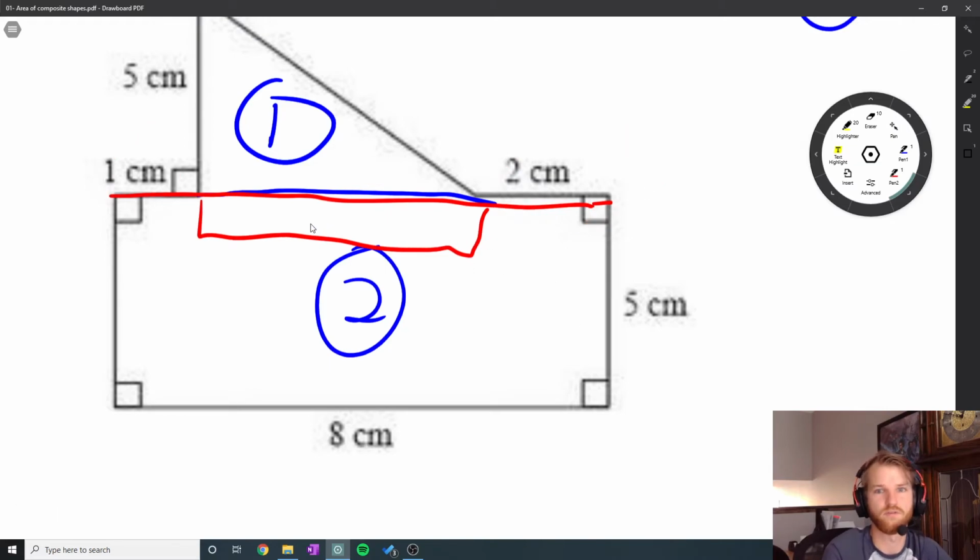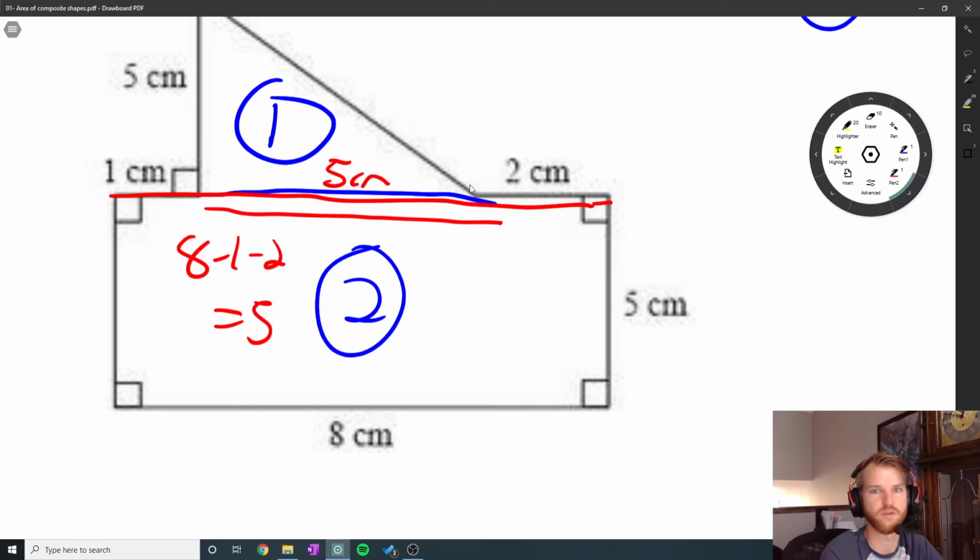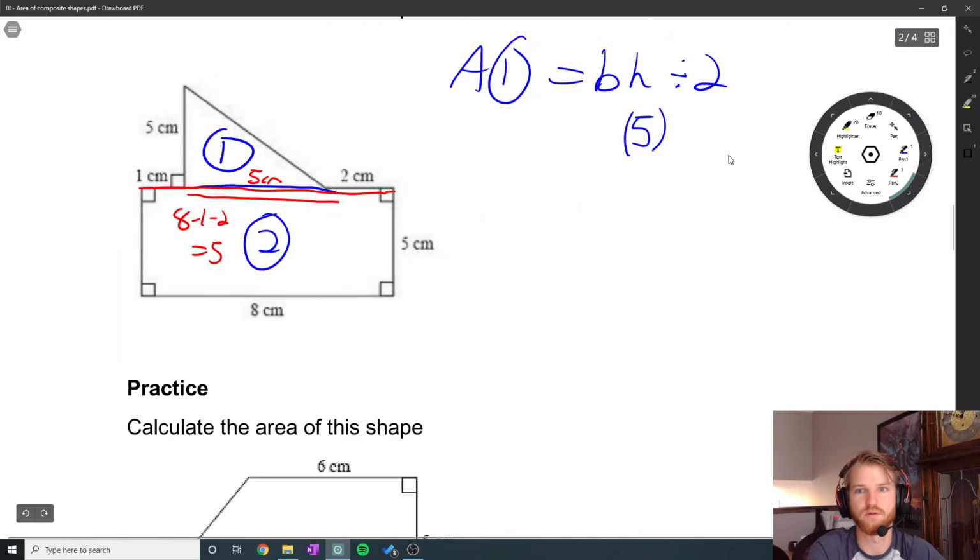So to find out what this length is right here, I would say 8, my total length, subtract 1, subtract 2, right? 8 minus 1 minus 2 is 5. So this bottom side here is going to be 5 centimeters across, because all three of these together would make up the same length as the bottom.